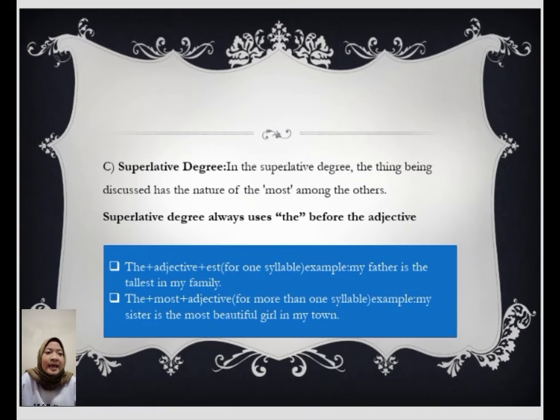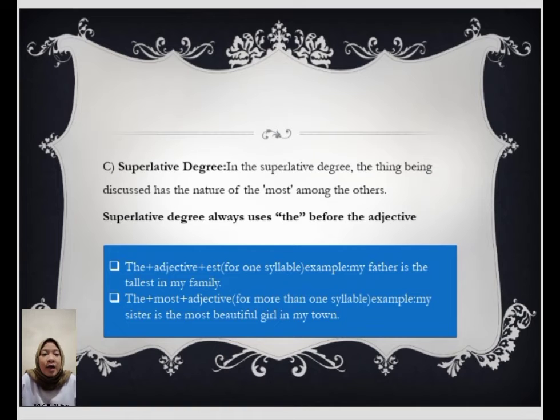And 3, or C, superlative degree. In the superlative degree, the thing being discussed has the nature of the most among the others. Superlative degree always uses the before the adjective.